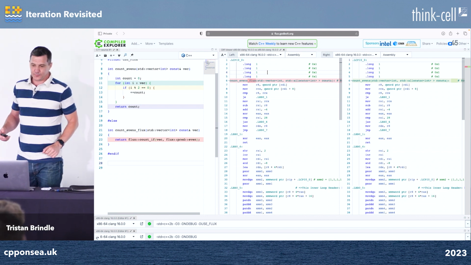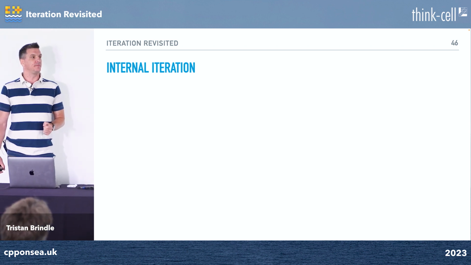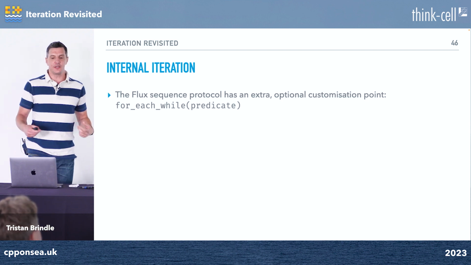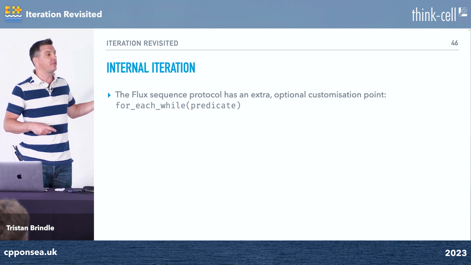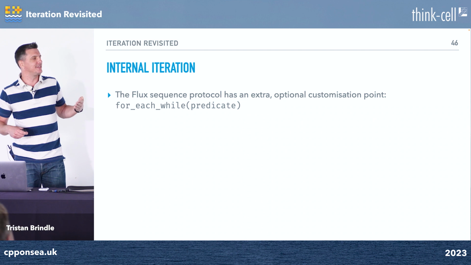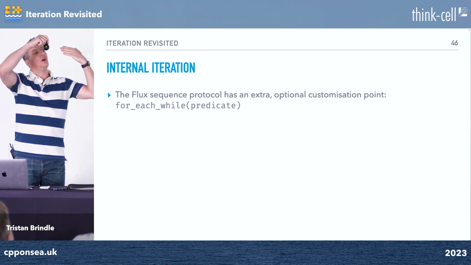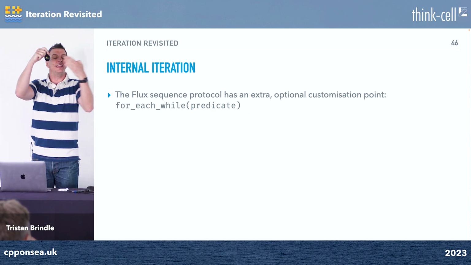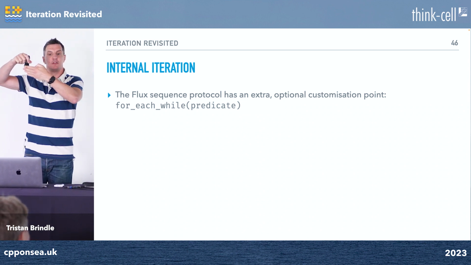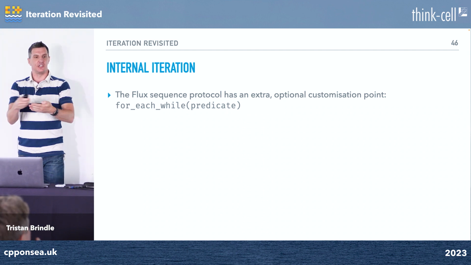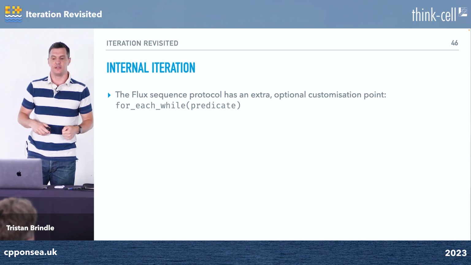What's changed? Well, Flux has this really neat trick with internal iteration. The Flux sequence protocol has an extra optional customization point, which is called for each while. A bit of an unwieldy name, but it describes what it does. So you provide it with a predicate, and it's going to iterate over the sequence in the best way that it knows how, and test every element against this predicate, and as soon as the predicate returns false, iteration finishes, and it returns you the cursor position at which iteration finished, or if we got right to the end, it returns you the past the end cursor.